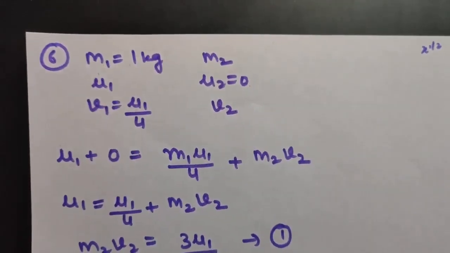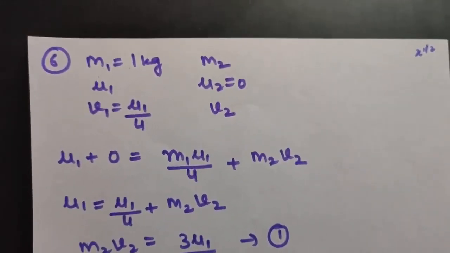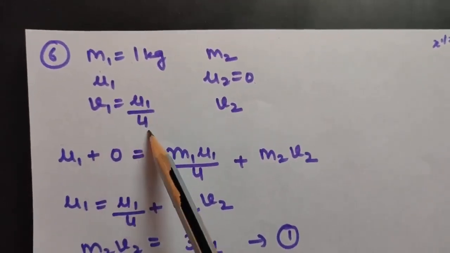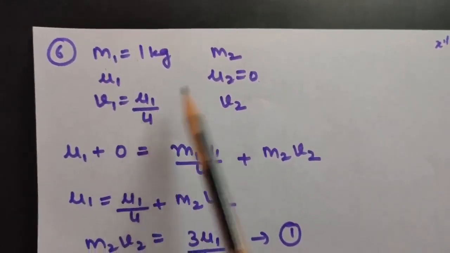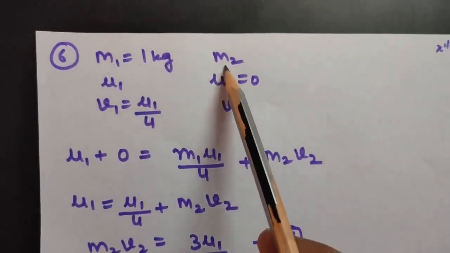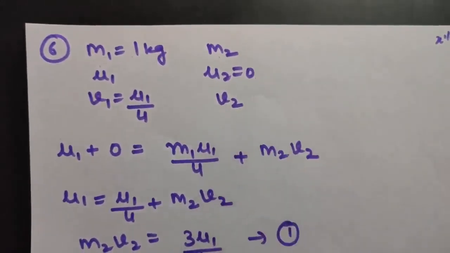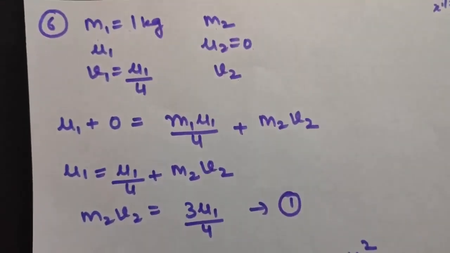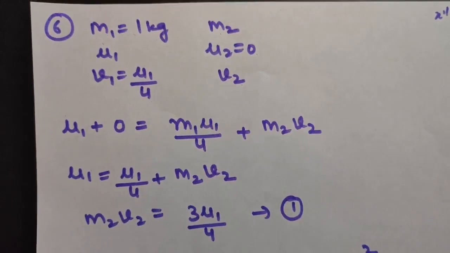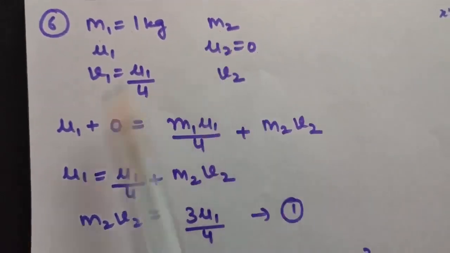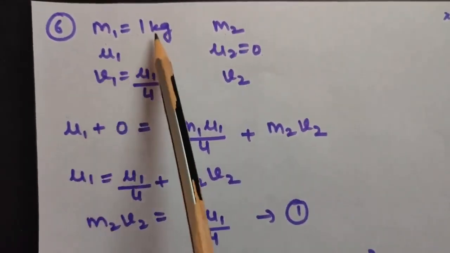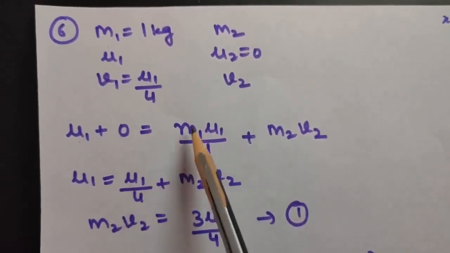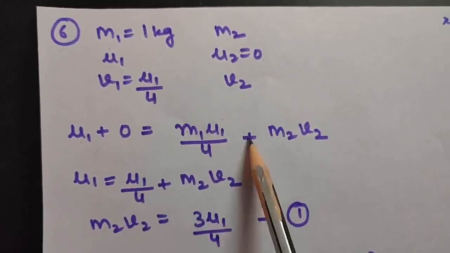Then you are given that after collision the first body travels with 1/4 of its initial velocity. That means v1 is nothing but u1 by 4, that is 1/4 of the initial velocity. And let us suppose the final velocity of mass m2 after collision is v2. Okay, so now because the collision is elastic, we can use conservation of momentum and conservation of energy, and you have to calculate m2. Again m1 is 1, so m1 u1 is u1 plus m2 u2 will be 0, is equal to m1 v1 plus m2 v2.